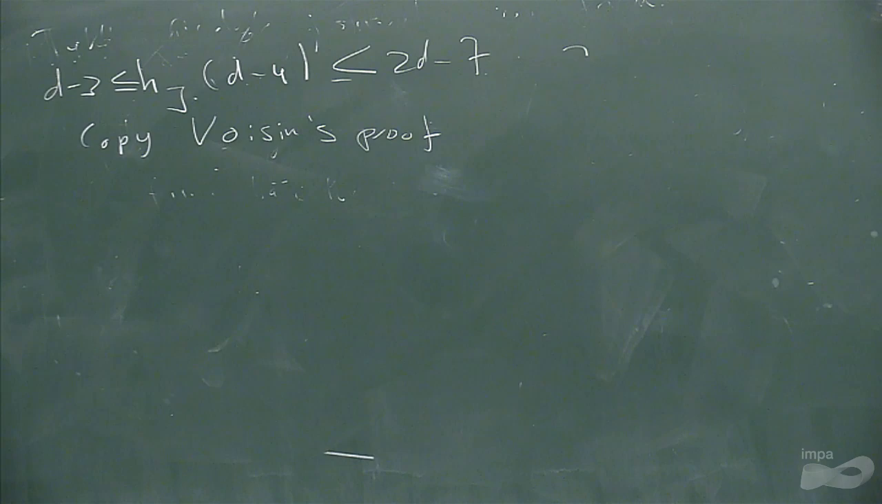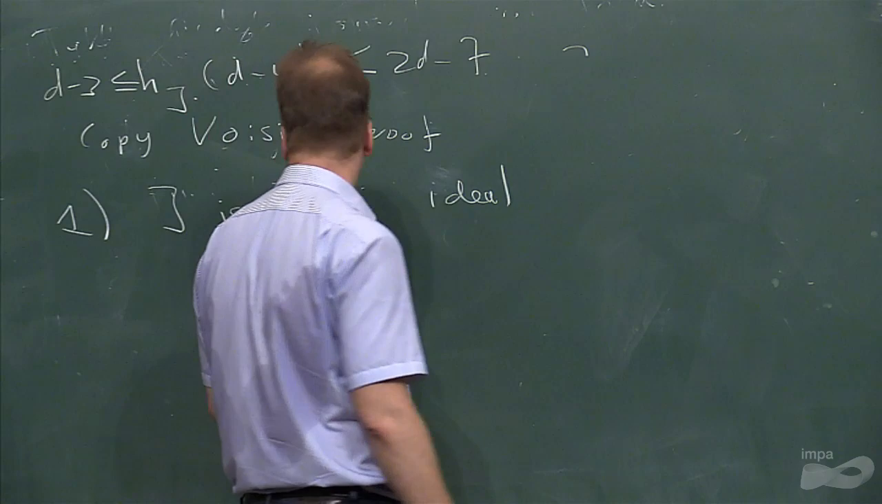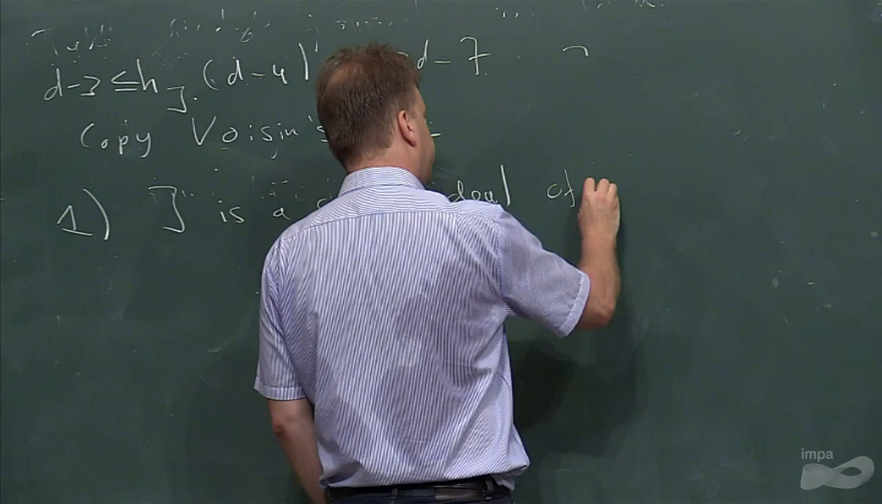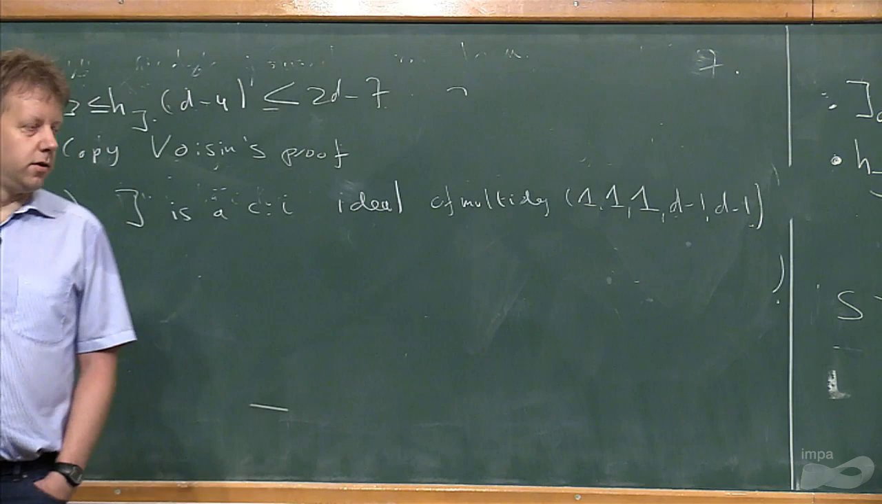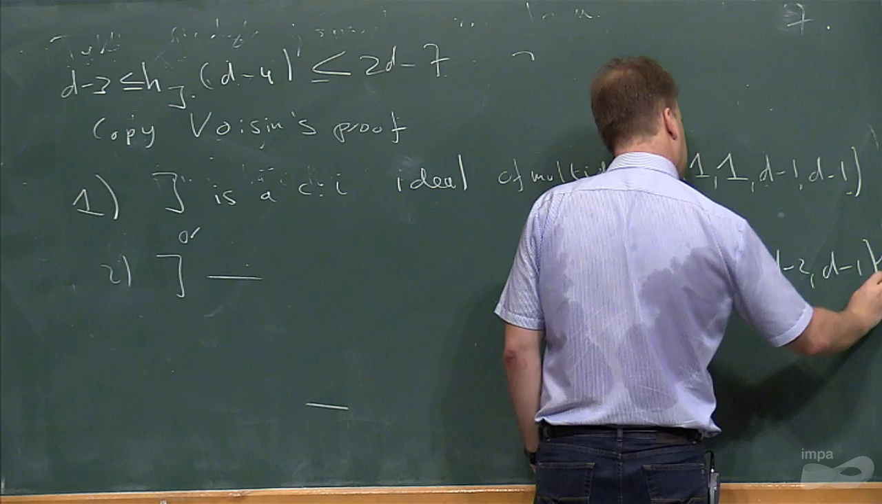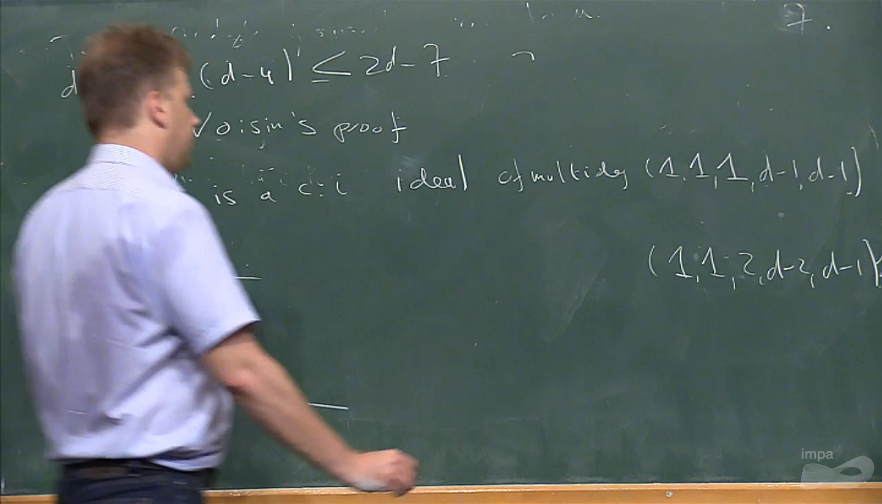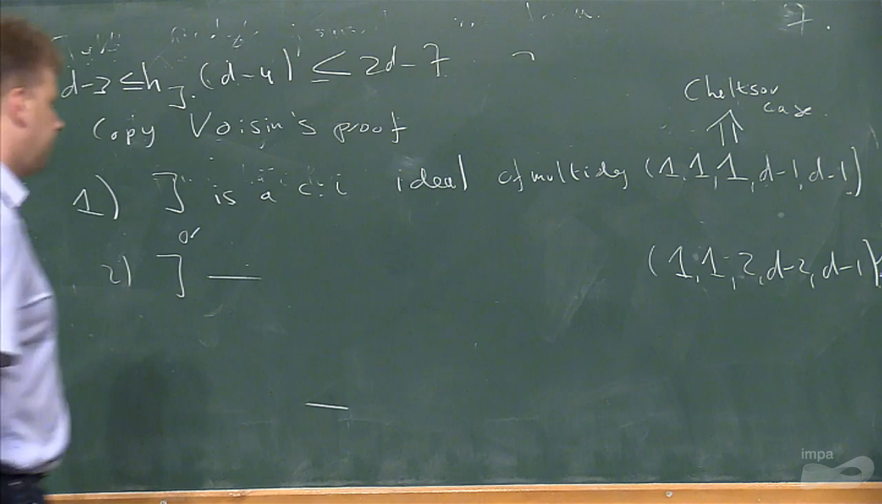since this is a Gorenstein algebra, you have two options. Either G is a complete intersection ideal of multi-degree 1, 1, 1, d minus 1, d minus 1, or G is a complete intersection of degree 1, 1, 2, d minus 2, d minus 1. So this is again the Cheltsov case. So you have a plane, and this will give you the quadratic surface case.